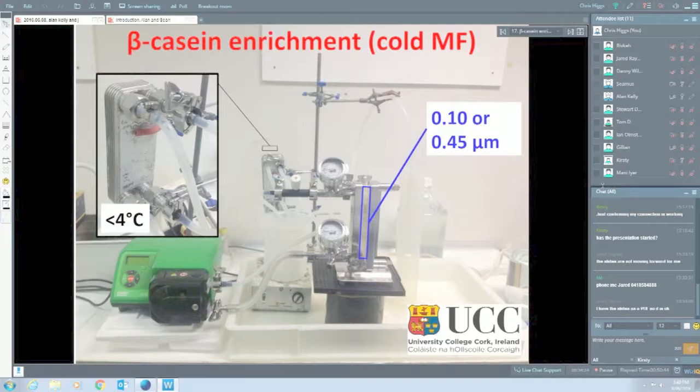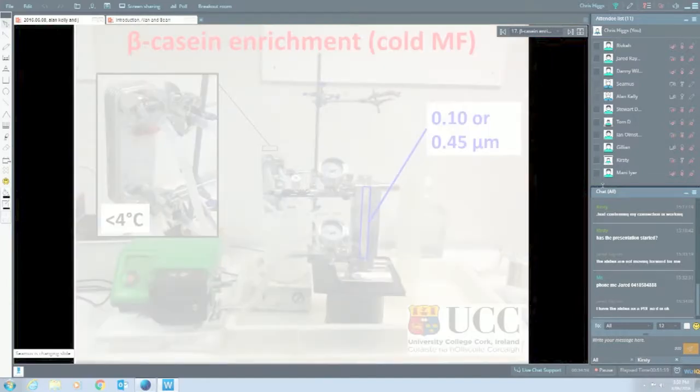So just to give you a flavour of some of the work that was done in this area, you can see highlighted on the slide there microfiltration membranes of two different porosities, so 0.1 or 0.45 micron pore size microfiltration membranes. Again, just to mention, for those coming to this presentation from a membrane background, that most of this work was done using polymeric membranes, with a small amount in the latter stages done using ceramic membranes.